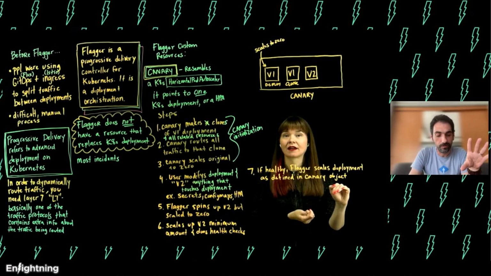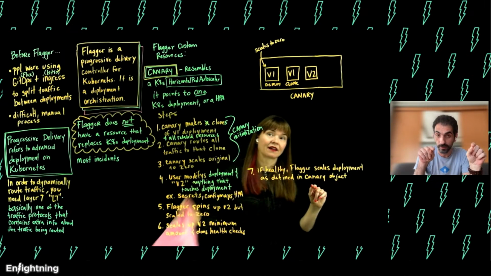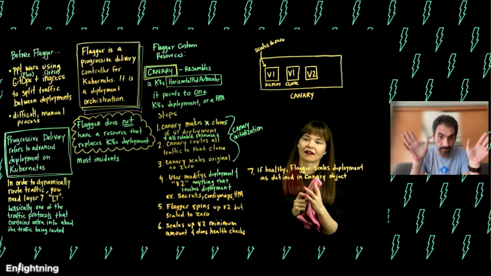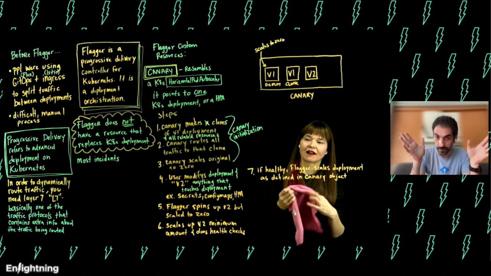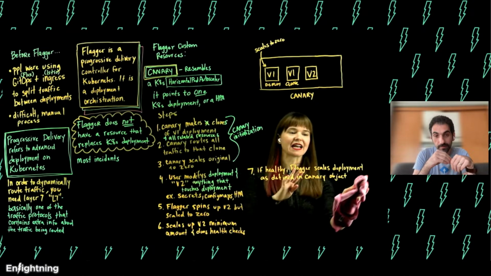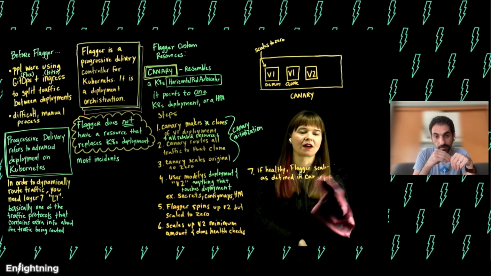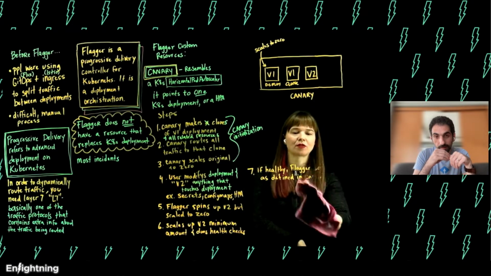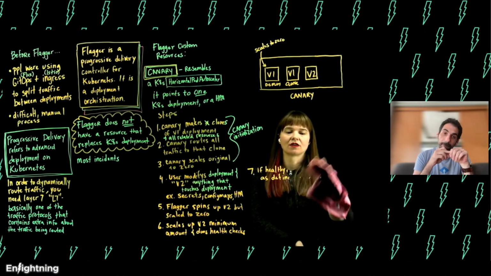No, so Flagger only scales the deployment to one replica at the beginning. Then it waits for the horizontal pod autoscaler to do dynamic autoscaling. So if it's healthy, then the horizontal pod autoscaler scales up the deployment. Yeah.